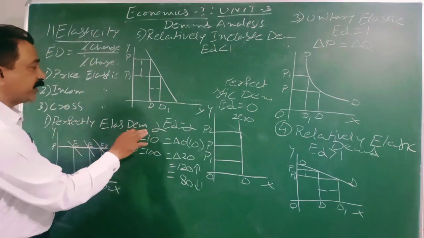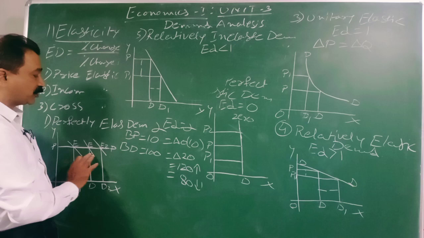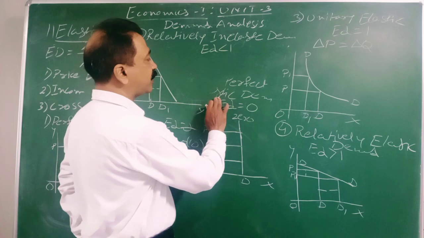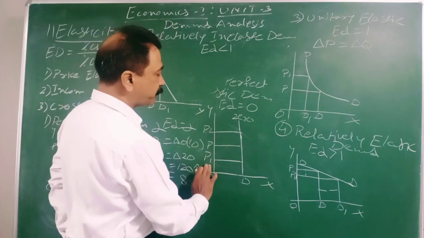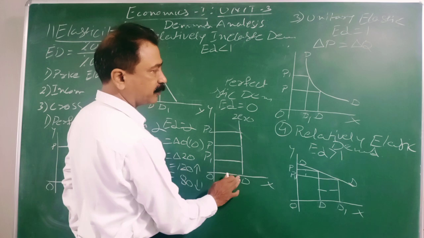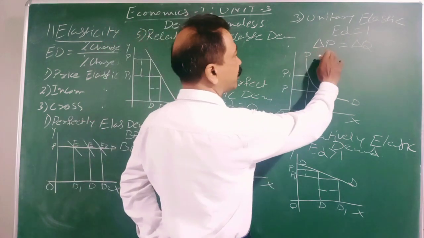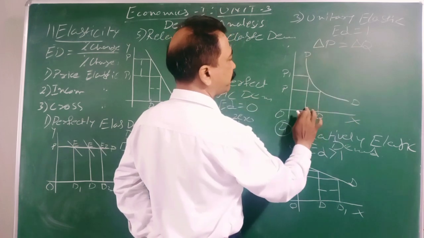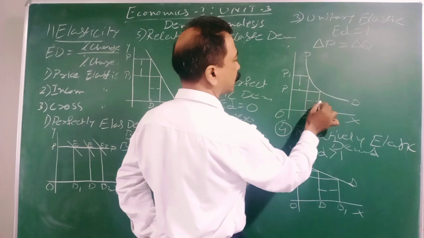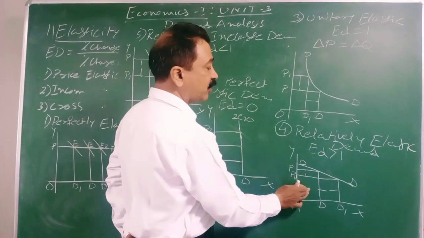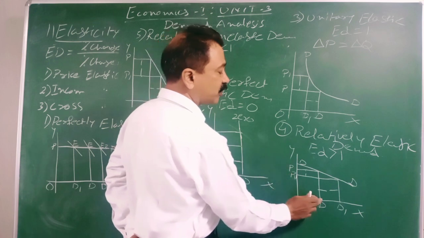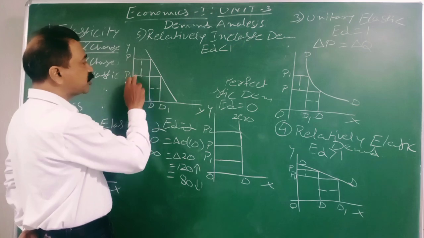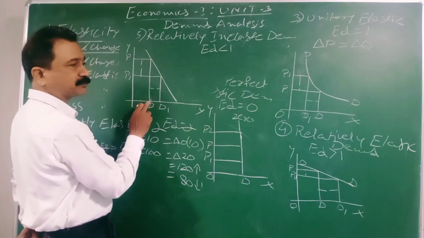Now again let us start. ED infinite: without any change in the price, demand may increase or decrease. This is perfectly elastic. Perfectly inelastic: with a lot of change in the price, there is no change in the demand. Next we have seen unitary elastic: equal change in the price and quantity demanded. Next, relatively elastic: little change in the price causing a lot of change in the demand. And last, a lot of change in the price causing little change in the demand.